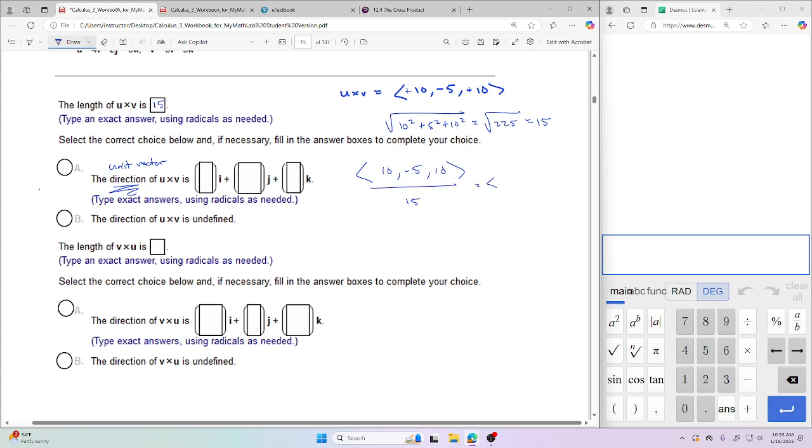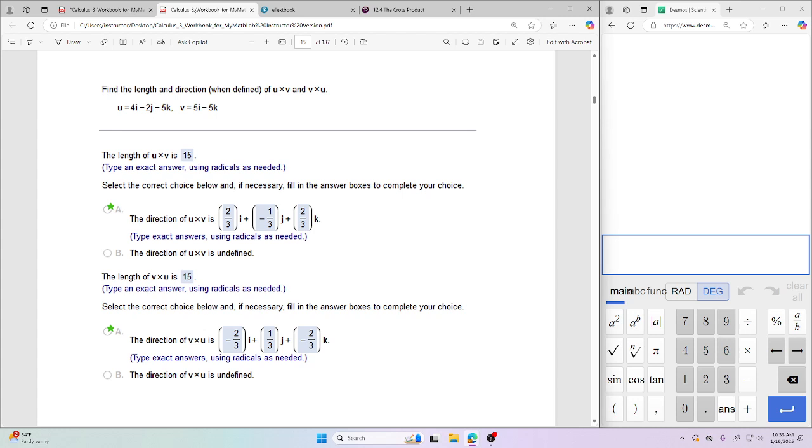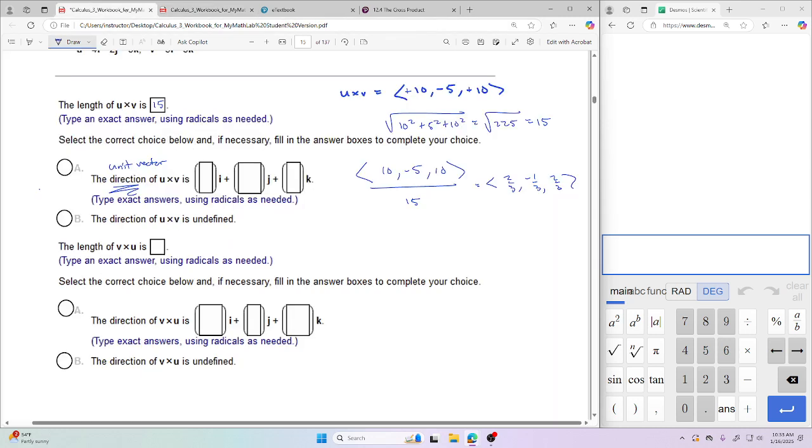And you can see quickly what the answer is going to be, right? 2/3, -1/3, 2/3. And we can verify with the answer over here now. See? There it is. So we're good there. That's definitely the way they're wanting to go with that. Direction for them in my math lab means unit vector. But we had done unit vectors. That's not a big deal. So they're trying to be silly with this here.